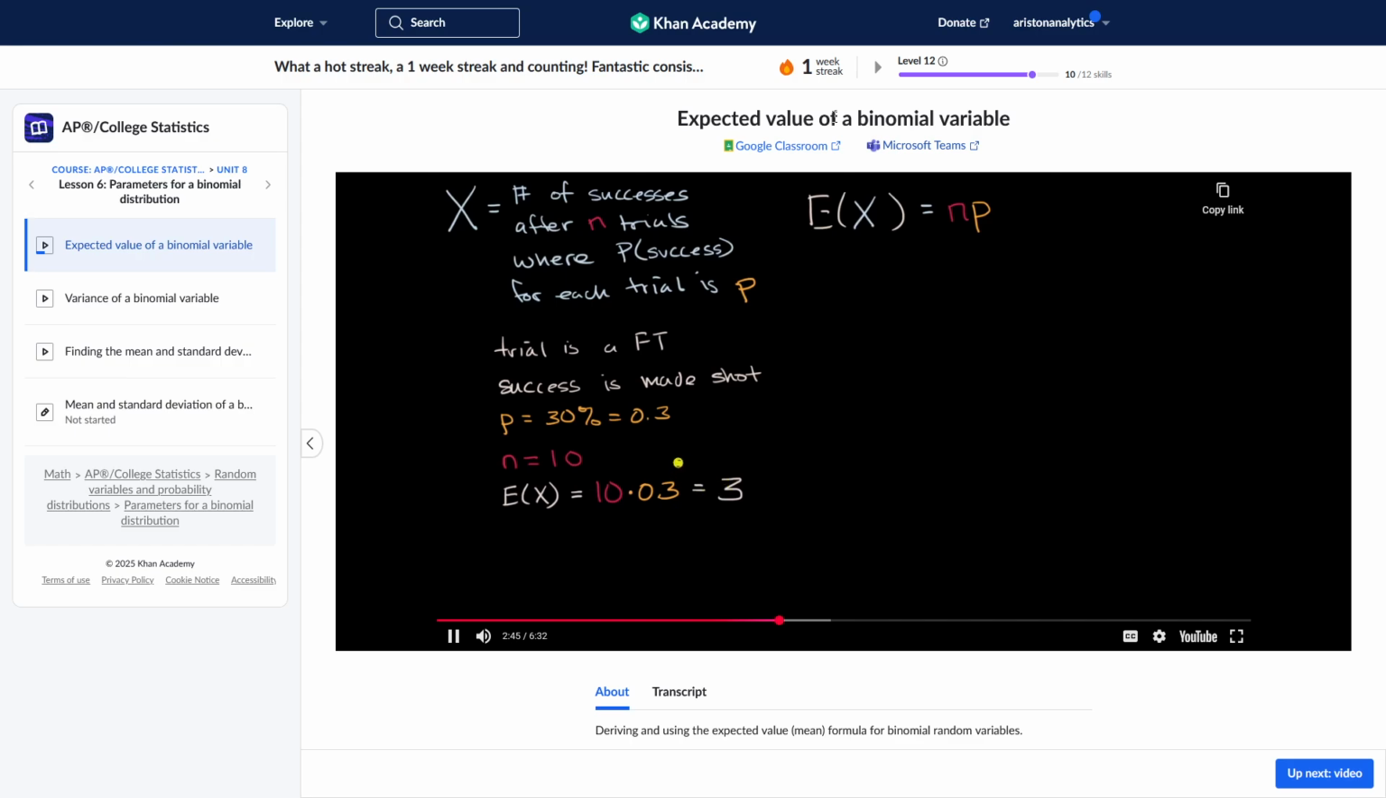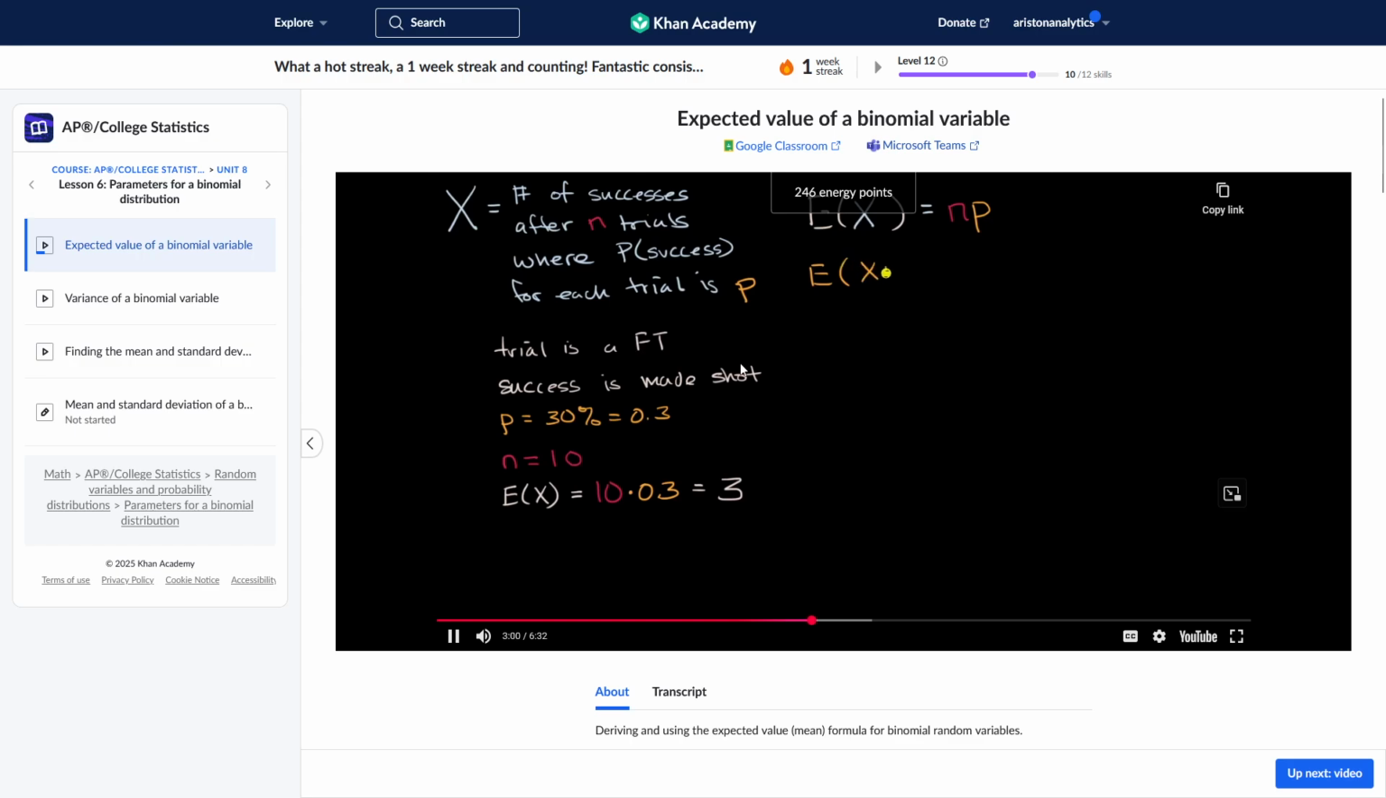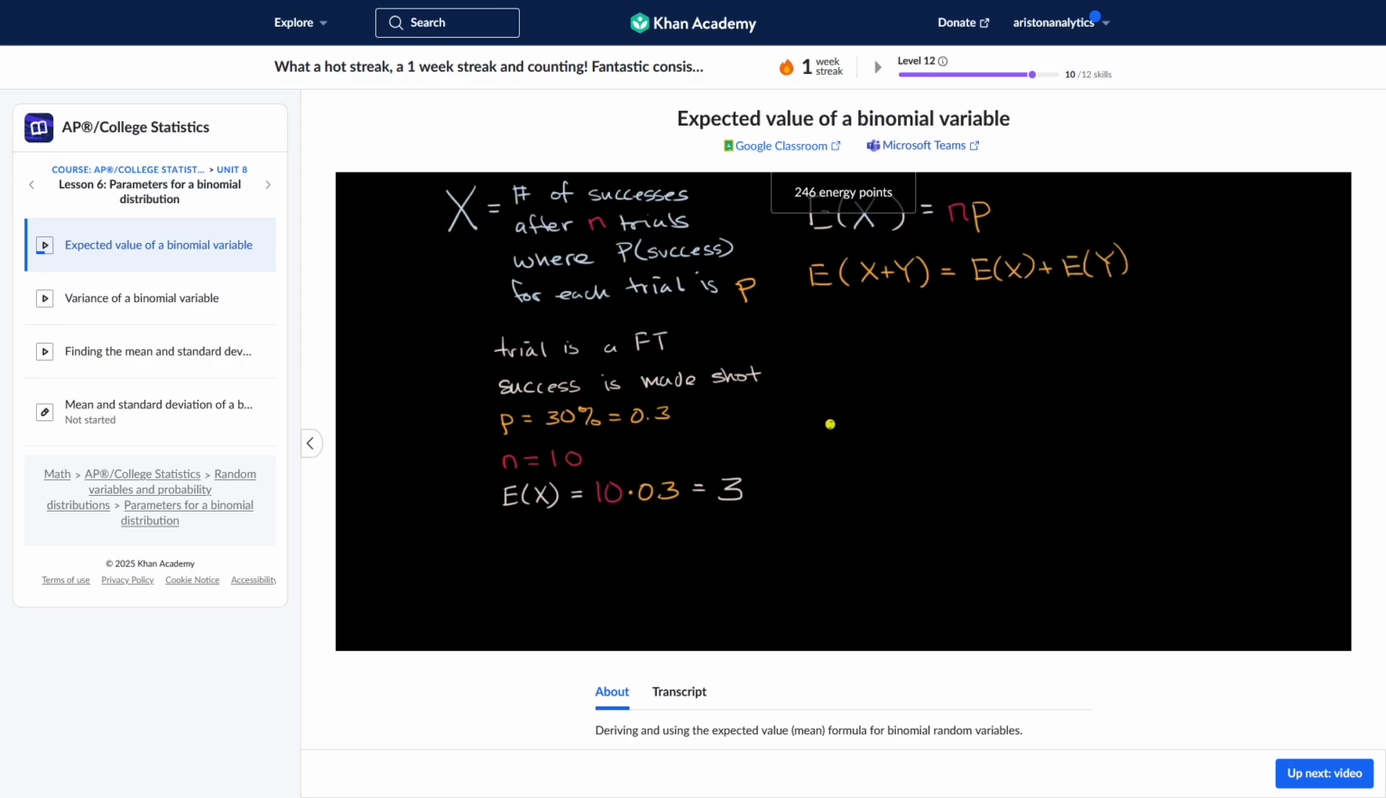Now, with that out of the way, let's make ourselves feel good about this mathematically, and we're going to leverage some of our expected value properties. In particular, we're going to leverage the fact that if I have the expected value of the sum of 2 independent random variables, let's say x plus y, it's going to be equal to the expected value of x plus the expected value of y that we talk about in other videos.